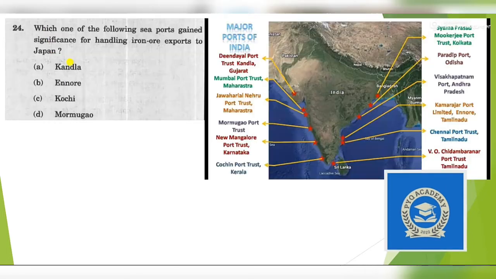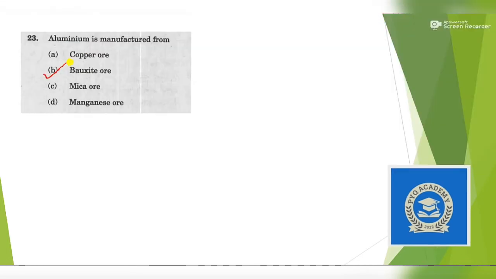Next question. In fact, you can eliminate options even if you do not know the ore of aluminium. You can eliminate this option because copper is itself an element, manganese is itself an element, and mica is not an element, but it is different. Okay, the answer is option B, bauxite.